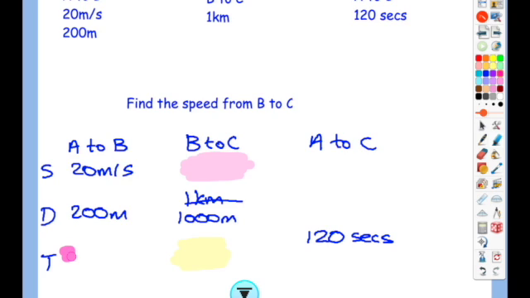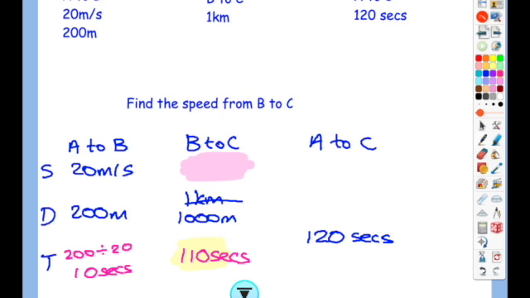So I'll do 200 divided by my 20. So that gives me a time of 10 seconds. Okay, so I've got that first bit. That means I can now find my time from B to C. 120 seconds for the full journey, 10 seconds for the first part. Means I must have been left with 110 seconds in here. I can now work out my speed.